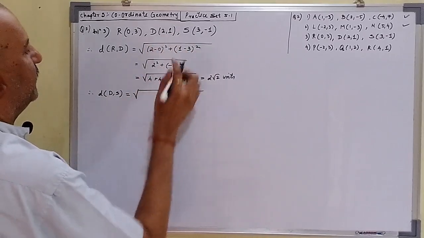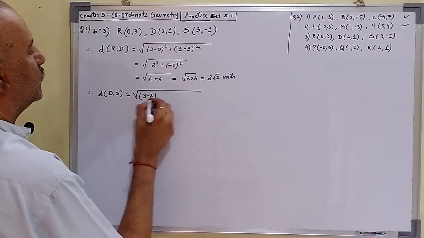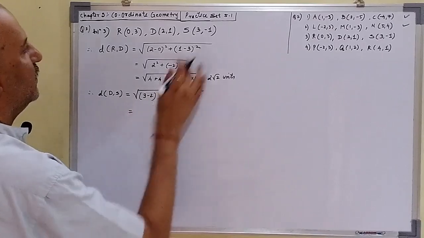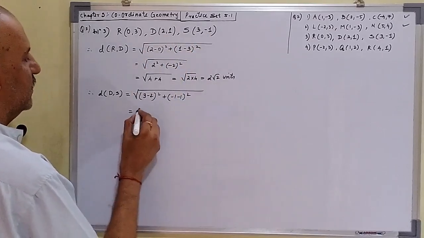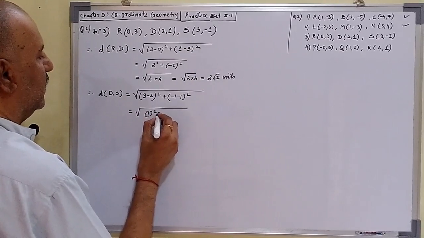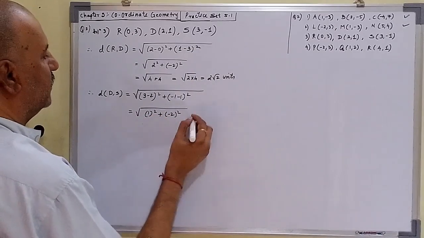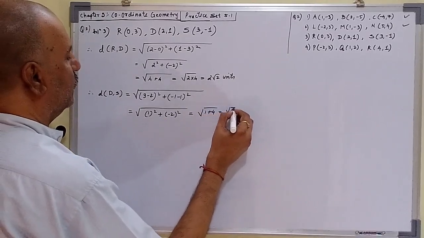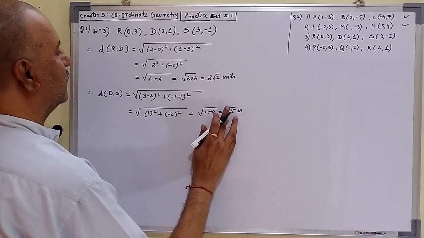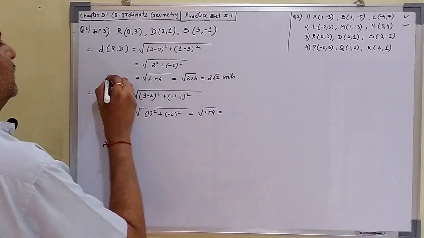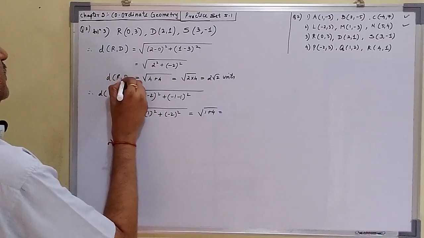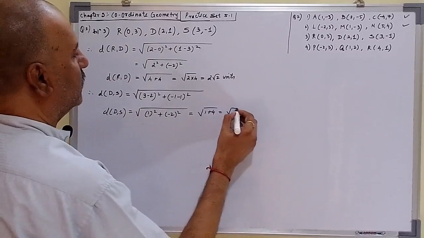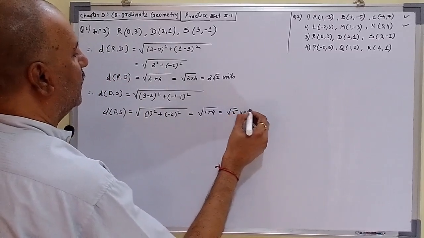Therefore, how much is distance DS? x2 minus x1: (3 minus 2) squared plus (-1 minus 1) squared, that is y2 minus y1. This is 1 squared plus (-2) squared. So this is 1 plus 4, root 5 units. Distance RD is 2 root 2; this is distance DS, root 5 units.